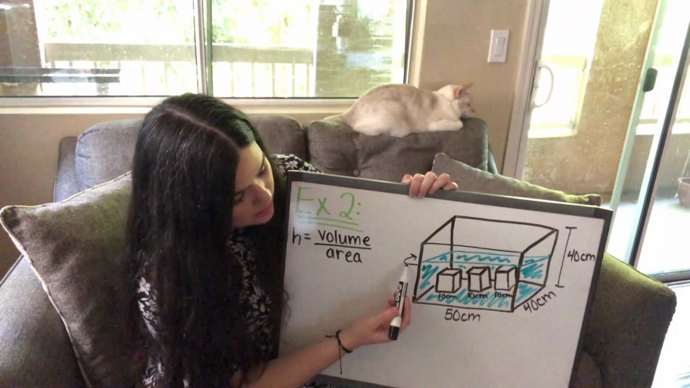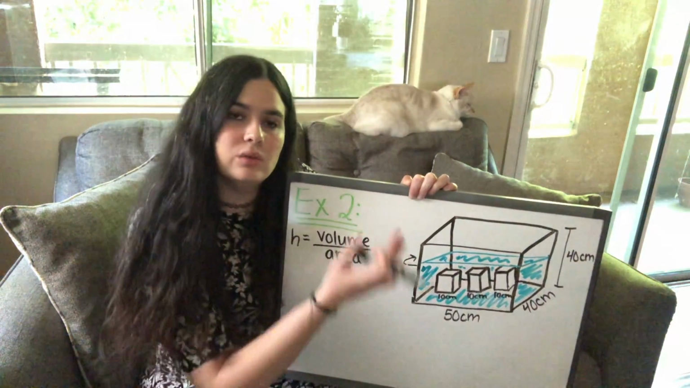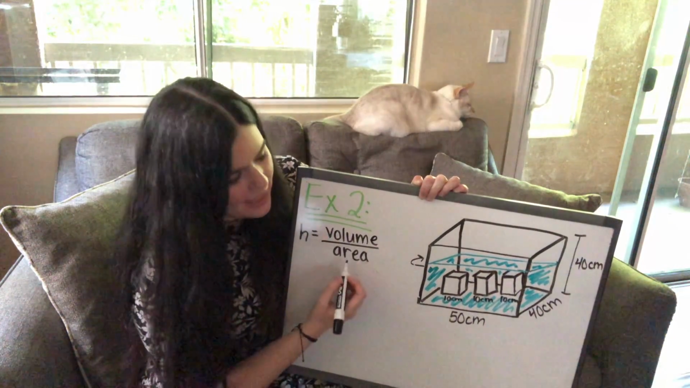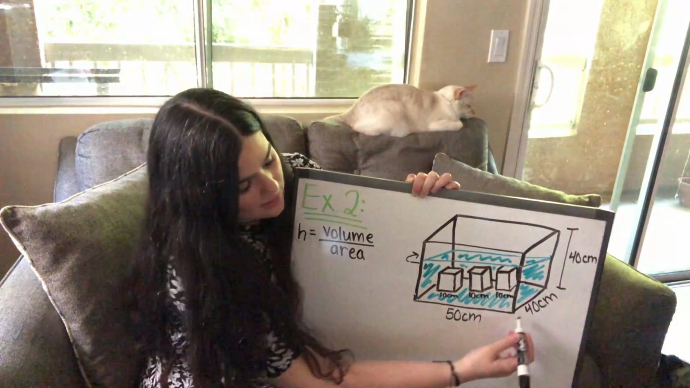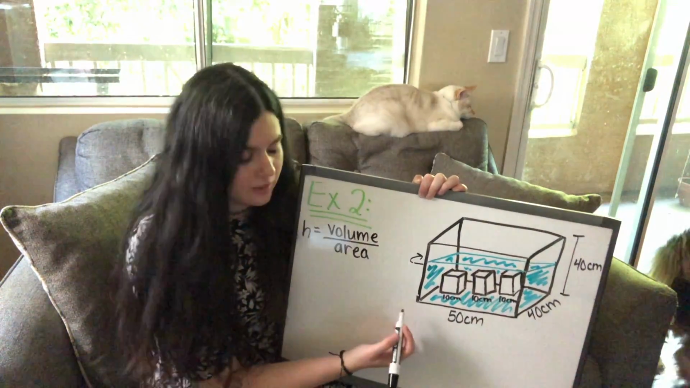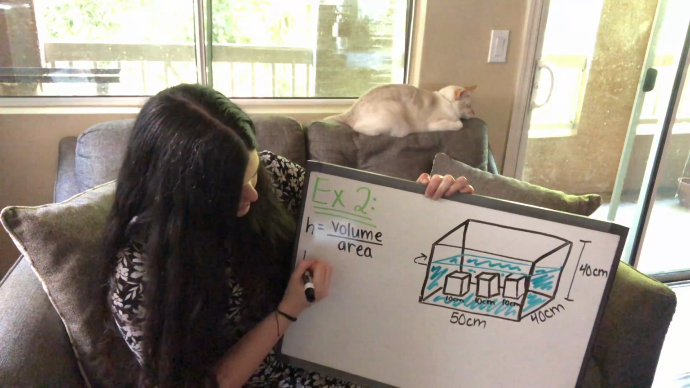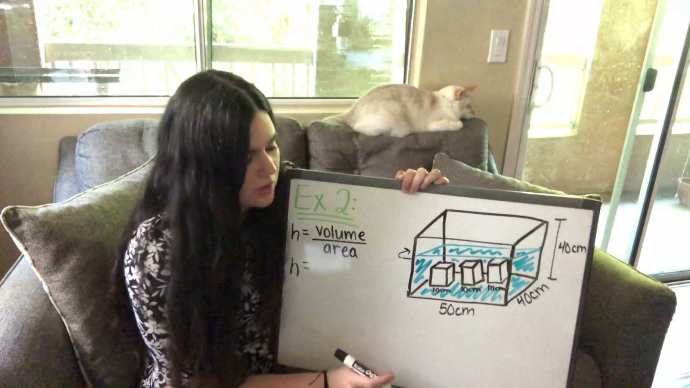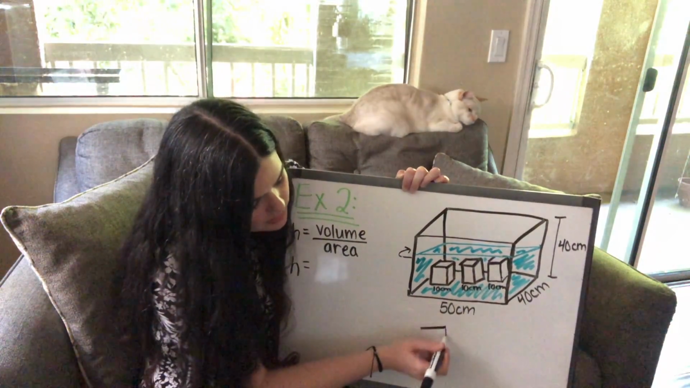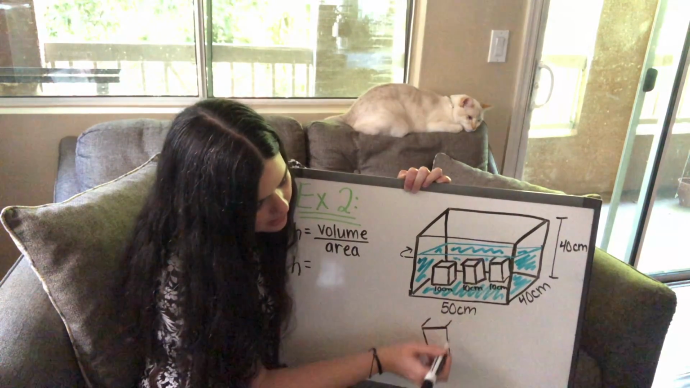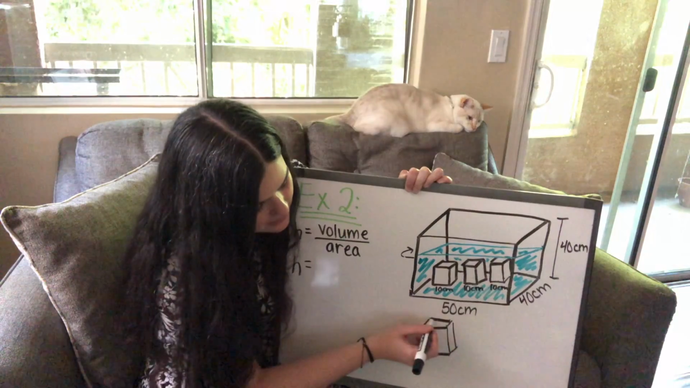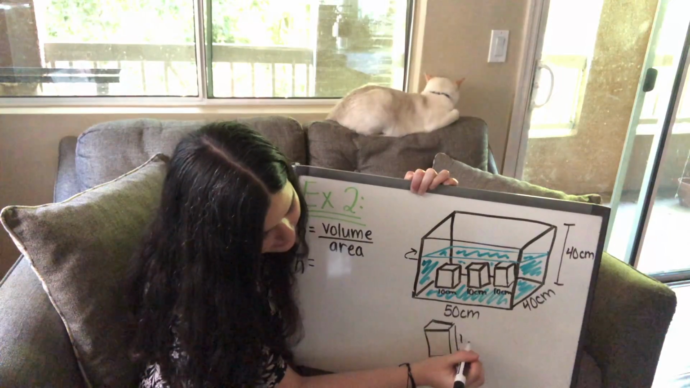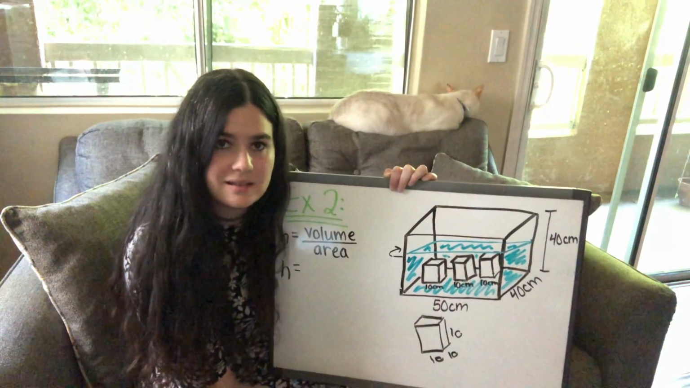Just like we want to see how much height is added to that water level. And we're going to divide the volume of those 3 cubes by the area. That is the area of the base of the tank. So let's go ahead and solve this. Height equals volume. Let's find the volume of our cubes. Our cubes have edge of 10 centimeters. That means that the length, width, and height of our cube is 10 centimeters.